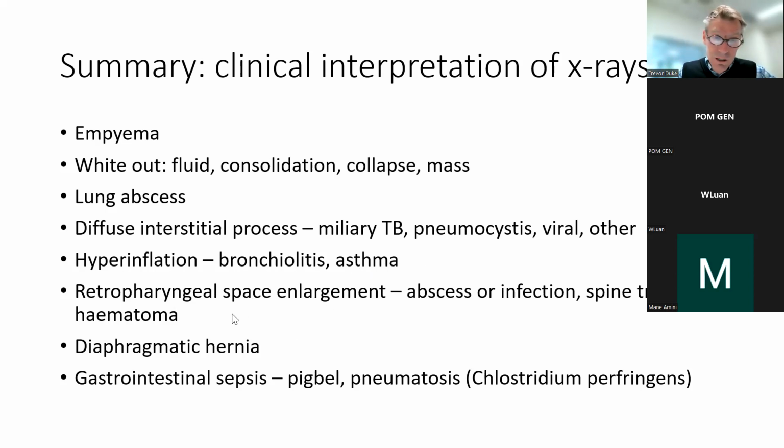Yeah. We thought about retropharyngeal airspace enlargement in the setting of a retropharyngeal abscess. So remember, the other setting in which you can sometimes see that is if you've got trauma to the cervical spine, then you get bleeding, and that can enlarge that prevertebral space that I showed you before. So it can give you a hematoma there. And we've talked about late presenting diaphragmatic hernias, and we've talked about gastrointestinal sepsis, particularly finding pneumatosis or gas in the liver, where it's very likely to be a Clostridium perfringens infection or some sort of Clostridium infection.